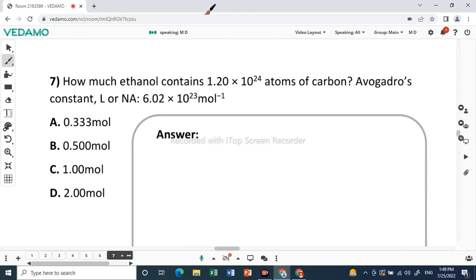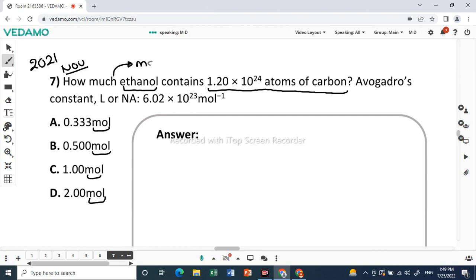Okay, now we've got question number 7. Actually, this question is also a new question. It was in 2021 in November. The question is asking how much ethanol contains 1.2 times 10 to the power of 24 atoms of carbon, and the Avogadro's constant is given. Now the first step is to see what the question is asking me to calculate. How much ethanol? If you look at A, B, C, and D, you will find that the question is asking about the mole number of ethanol.